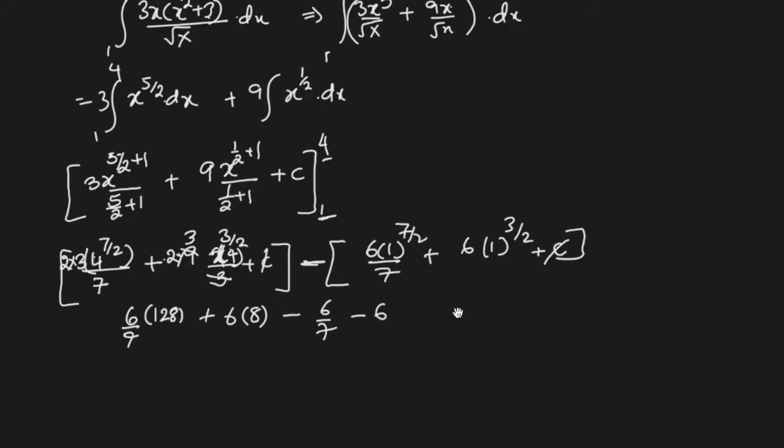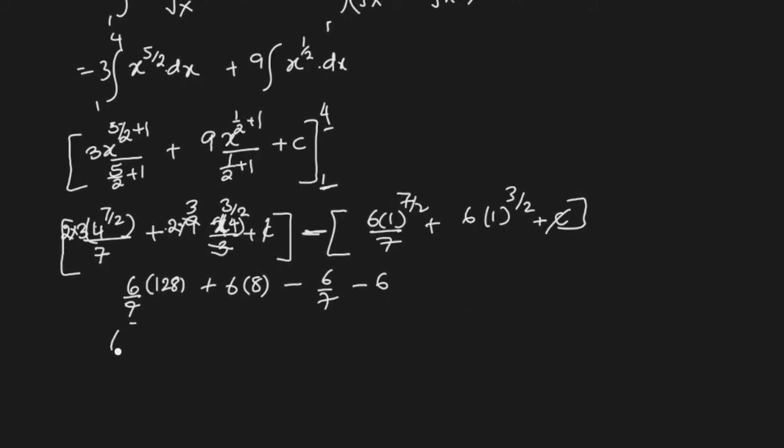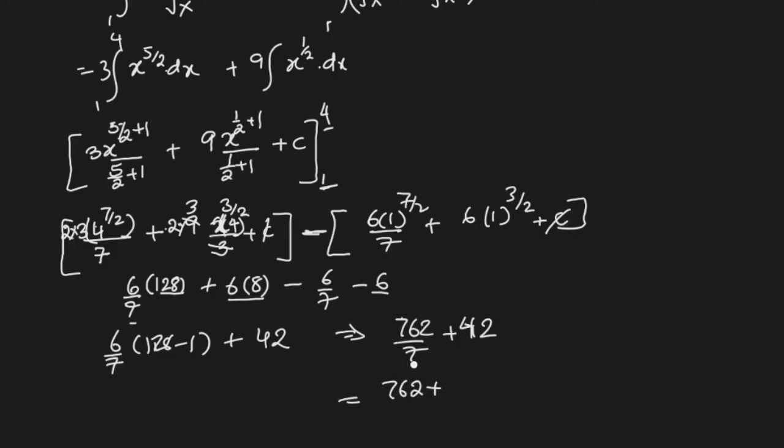Okay, let's take 6 over 7 common from them so that it becomes easy for us. 128 minus 1, and this will be 48 minus 6, 42. It is 762 over 7 plus 42, and 762 plus, and this will be 294 divided by 7, plus 294 is 1056.